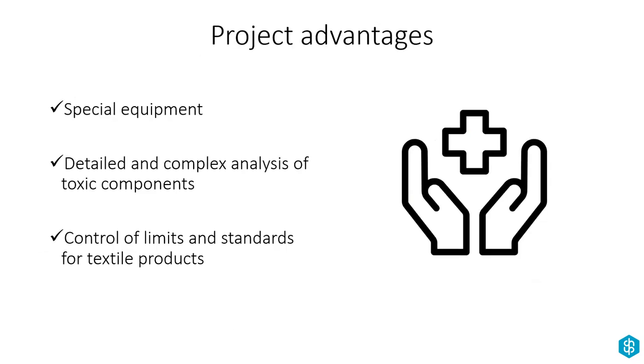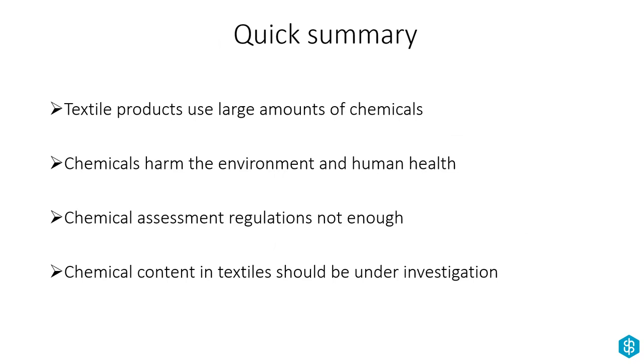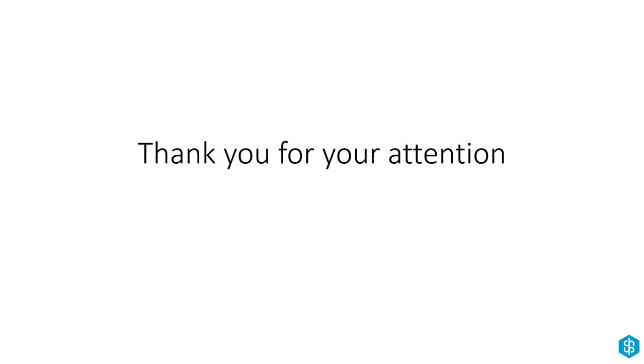So the project advantages are that we have special and unique equipment. We will have detailed and complex analysis of toxic components, and we can control the limiting standards for textile products. And a quick summary for my presentation: textile products use a large amount of chemicals. Chemicals harm the environment and human health. Chemical assessment regulations are not enough nowadays, and chemical content in textiles should be under investigation. Thank you for your attention, and I'm open for your questions.